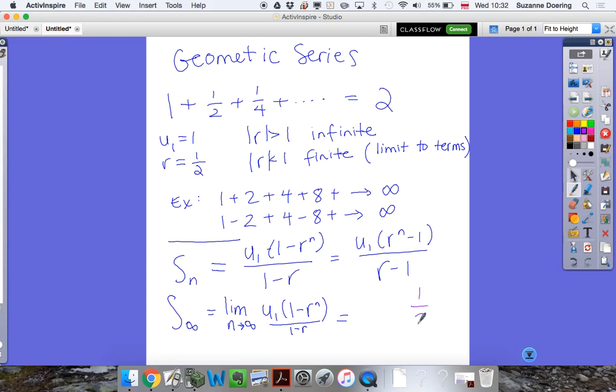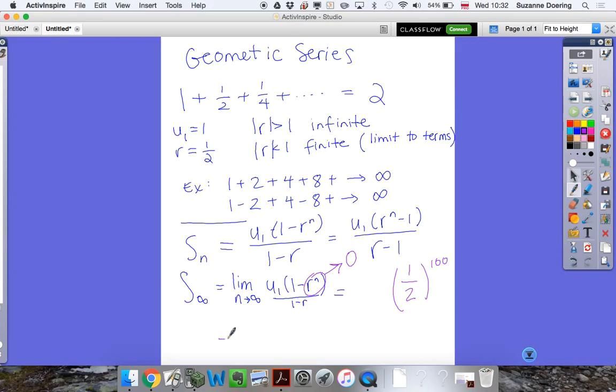Let's check here. If you have 1/2, for example, you have a half to the 100th. That's a really small number, right? It's half of a half of a half of a half of a half. It's tiny. As n gets really, really big, the ratio raised to the nth power is getting really, really small. It's approaching 0, which means that it's gone.